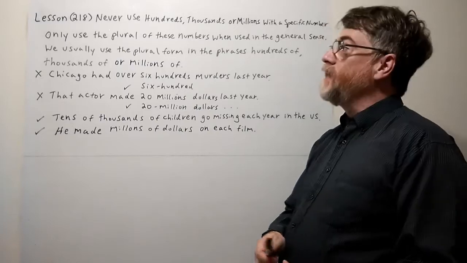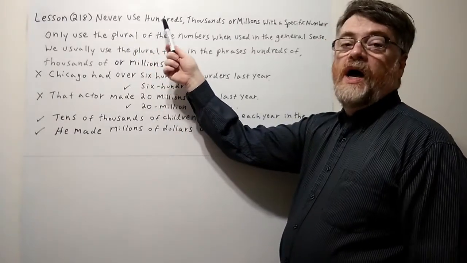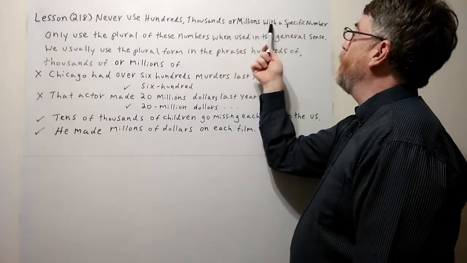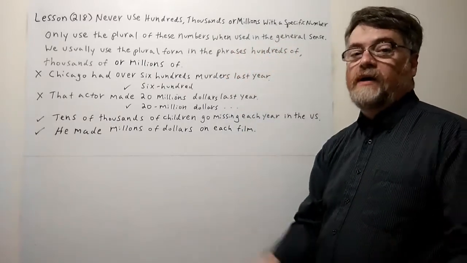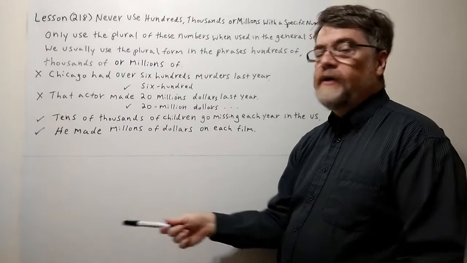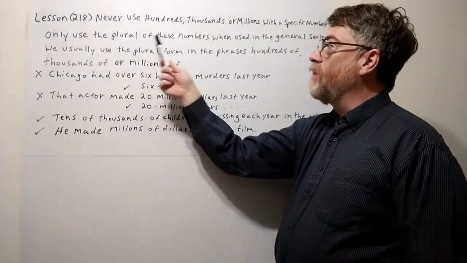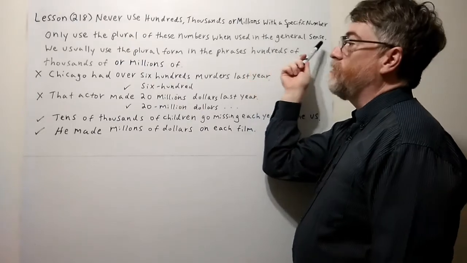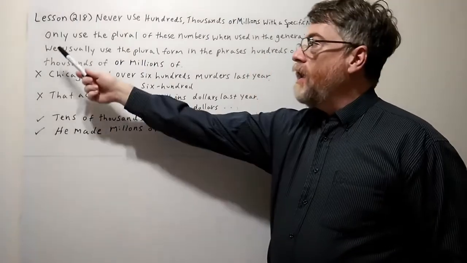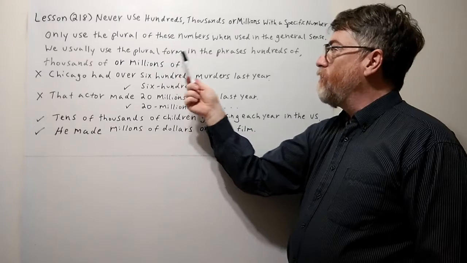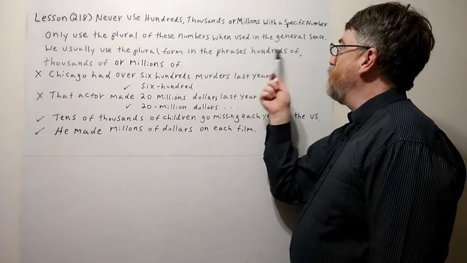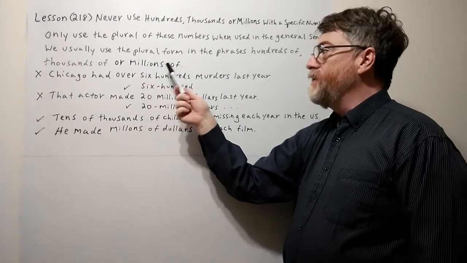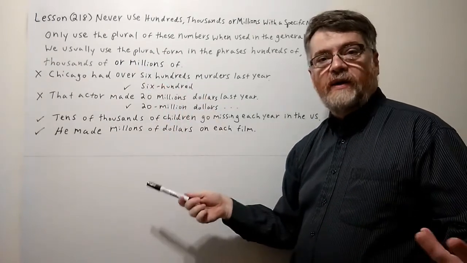The title of today's lesson is Never Use Hundreds, Thousands, or Millions with a Specific Number. Okay, let's take a look at the note here. Only use the plural of these numbers when used in the general sense. We usually use the plural form in the phrases hundreds of, thousands of, millions of. All right, so that's the way we use it.